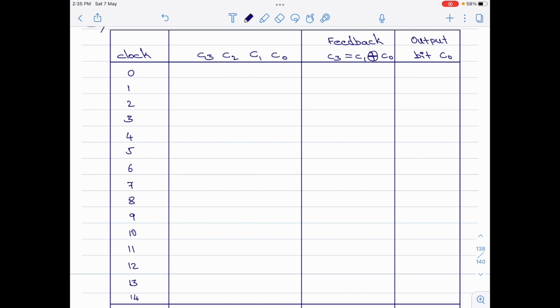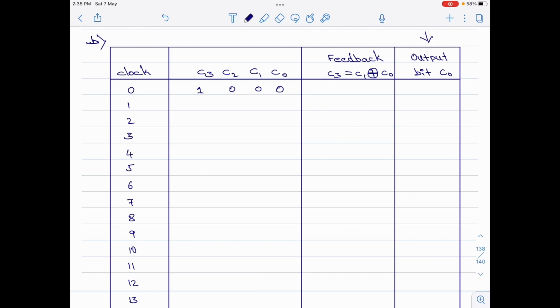Coming to the second column, these represent the content of the linear feedback shift register. Please note, in the numerical we are given the initial condition of the linear feedback shift register is 1000. To create the PN sequence, we compute the feedback term, and the output bit across each clock pulse is equal to the value of the last flip-flop, which is C0. The feedback term is a modulo 2 addition of C1 plus C0.